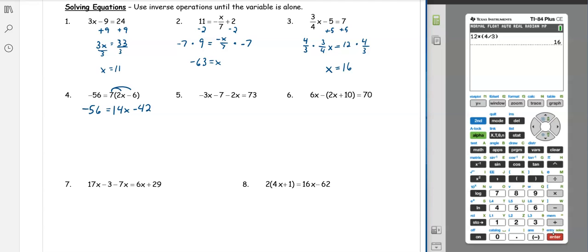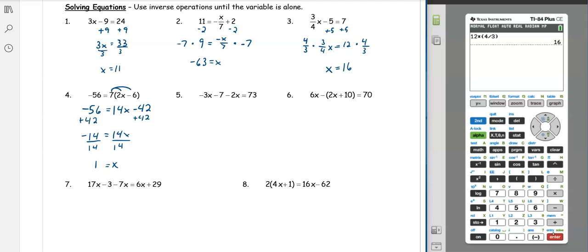Now this turns into a two-step problem like we've been doing for 1, 2, and 3. So we're going to add 42 to both sides. Negative 14 is equal to 14x. Divide by 14, and we get x equals 1.